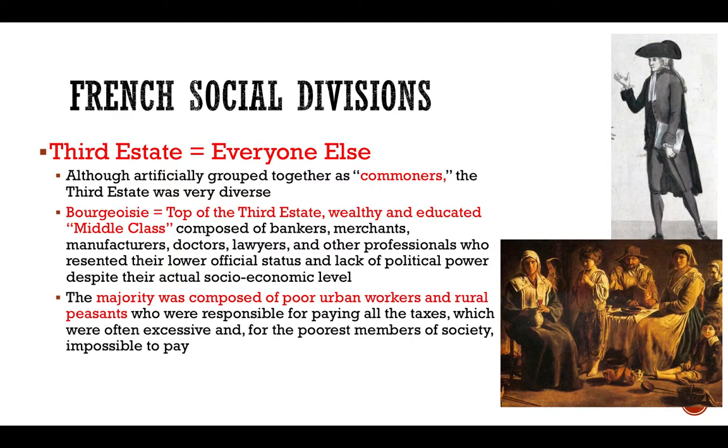It's composed of bankers, merchants, manufacturers, doctors, lawyers, and other professionals who resented their lower official status and lack of power despite their actual socioeconomic level. Now, the majority of the Third Estate was composed of poor urban workers and rural peasants who were responsible for paying all of the taxes, which were often excessive and, for the poorest members of society, impossible to pay.